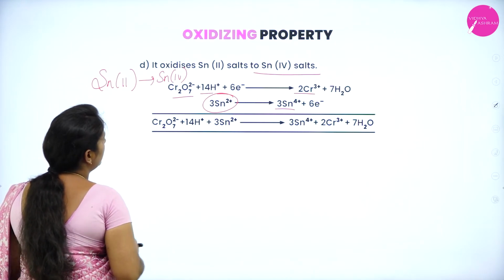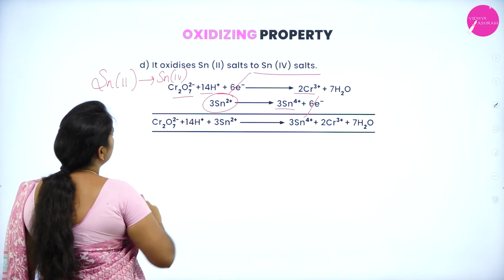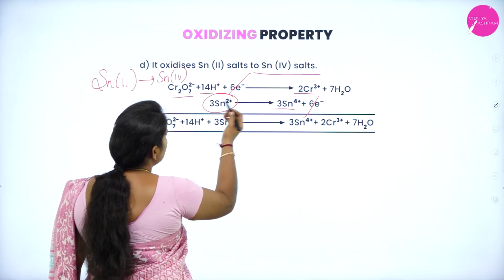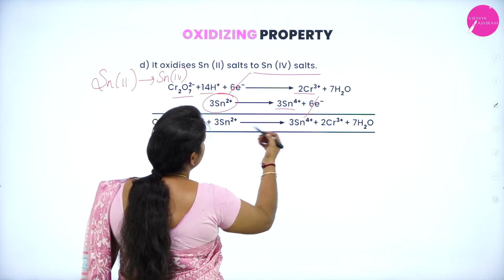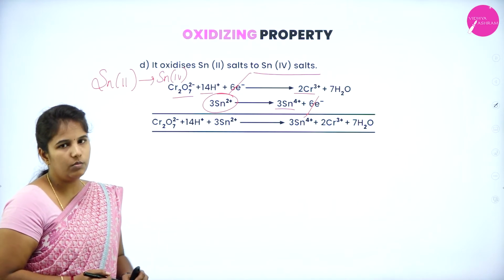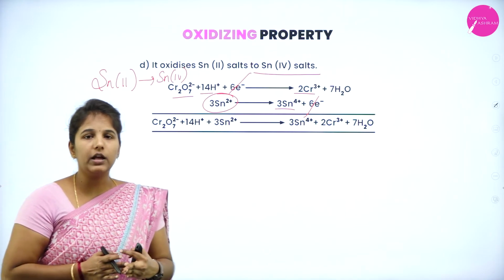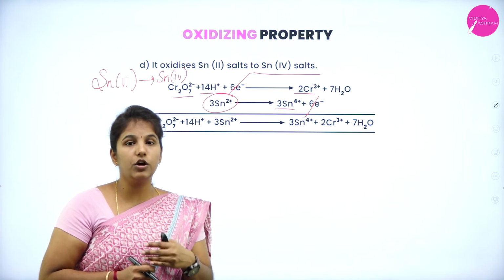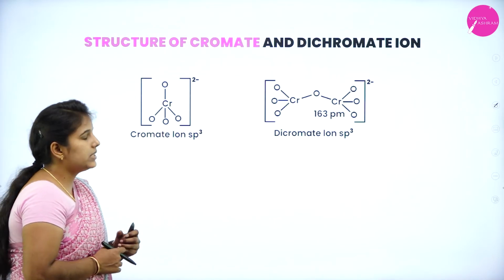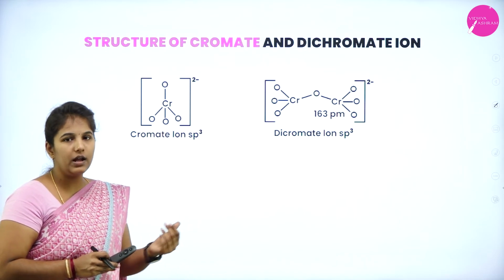So you can write the overall reaction by cancelling the 6 electrons. You can see that Cr2O7 2-, then 14H+ plus 3Sn2+, which gives rise to 3Sn4+ plus 2Cr3+ plus 7 water molecules. This is how we can easily understand that potassium dichromate acts like a very good oxidizing agent.